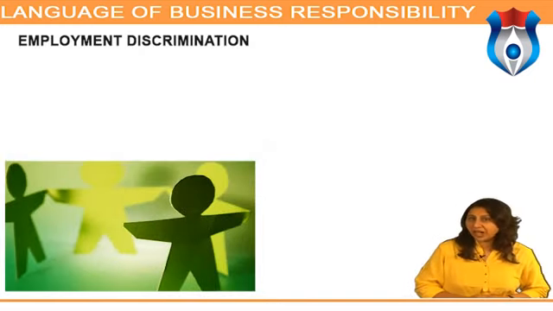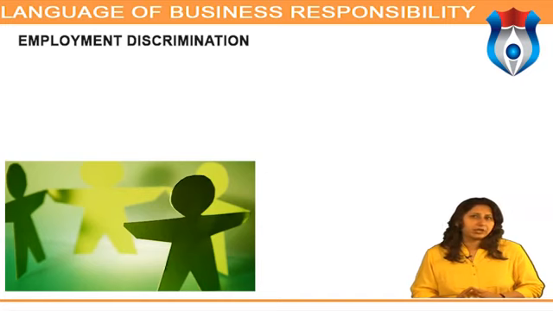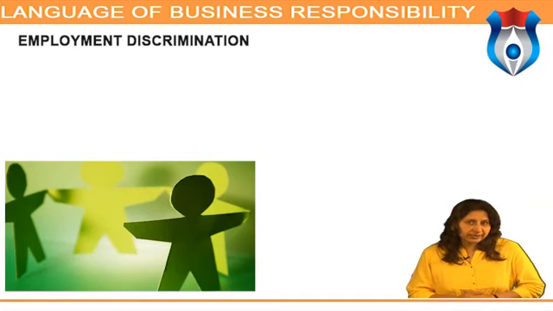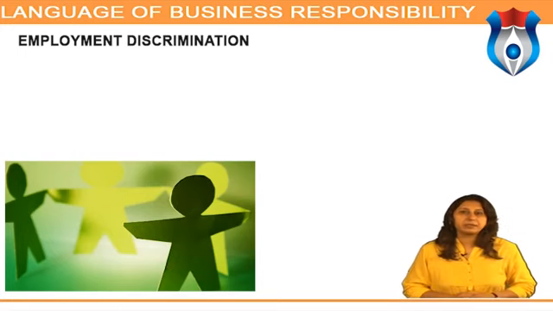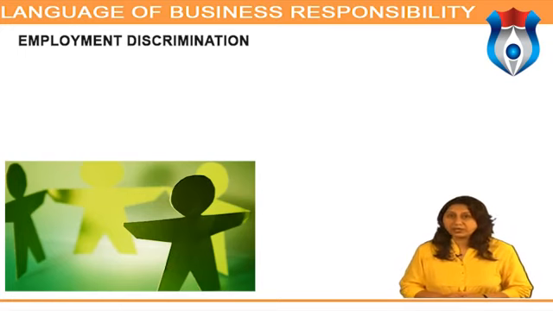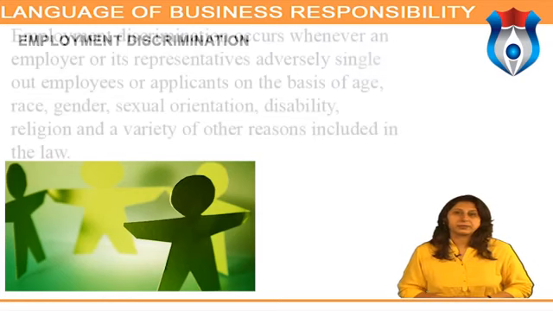Can you guess in which article is the prohibition of discrimination on grounds of religion, race, caste, sex or place of birth in our Constitution given? Article 15. Prohibition of discrimination on grounds of religion, race, caste, sex or place of birth.